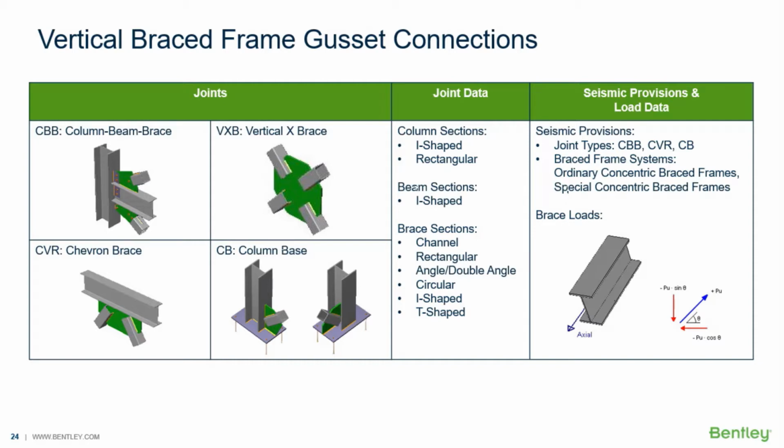In this particular video, we're going to be focusing on how to implement the seismic provisions for vertical braced frame gusset connections. In RAM Connection Standalone, you can assign seismic provisions to a column beam brace joint, a chevron brace joint, and a column base joint. And we have both ordinary concentric braced frames and special concentric braced frames available.